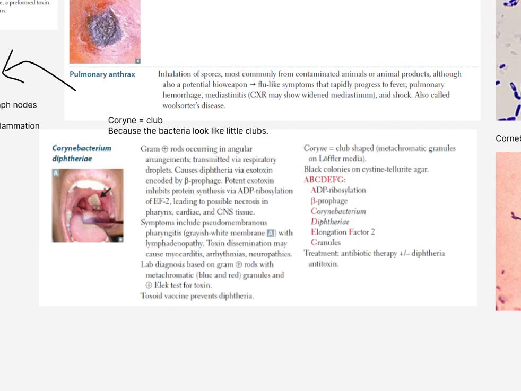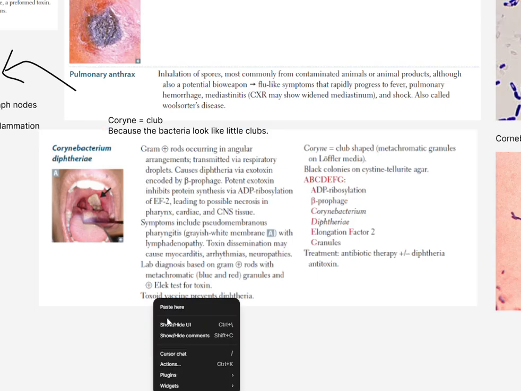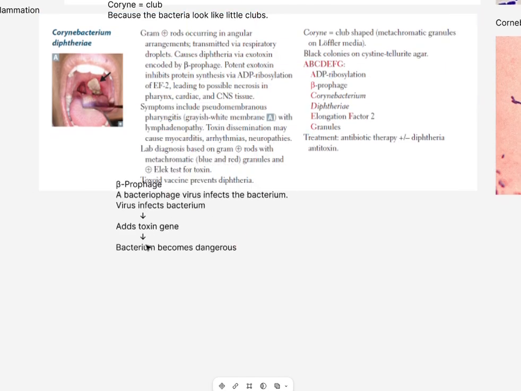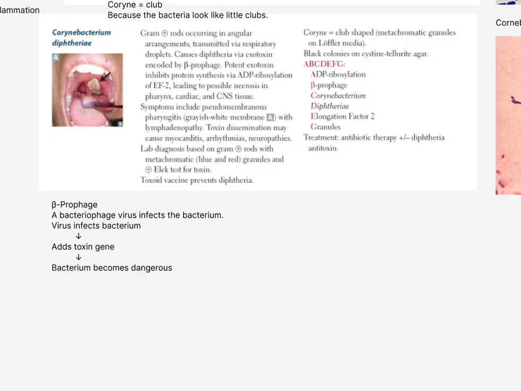The toxin gene is carried by a beta prophage. A bacteriophage virus infects the bacterium. The virus infects the bacterium, adds the toxin genes, and the bacteria itself becomes dangerous. And that's what beta prophage does. Let me write that down here and we'll explain it further. So the beta prophage is a bacteriophage virus that infects the bacterium. And what happens is that you add this toxin gene and the bacterium becomes dangerous, right? And without this beta phage, there's no toxin and there's no severe diphtheria.